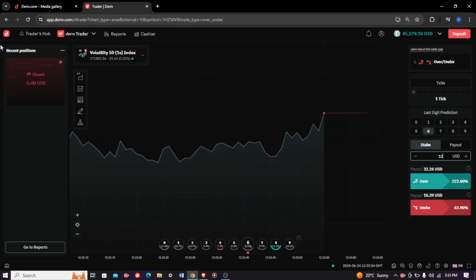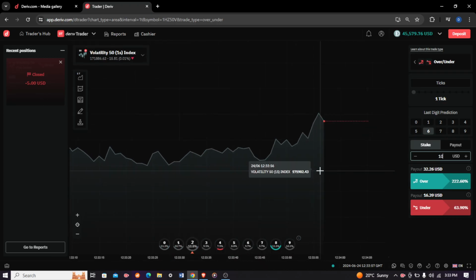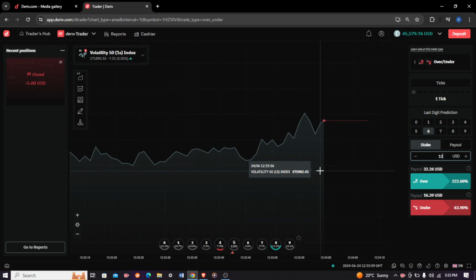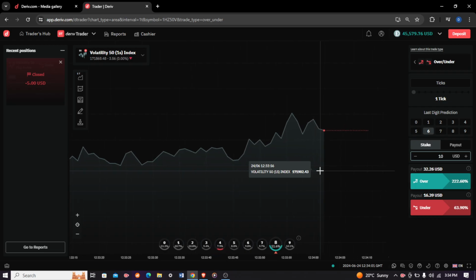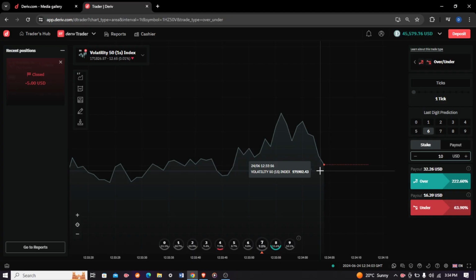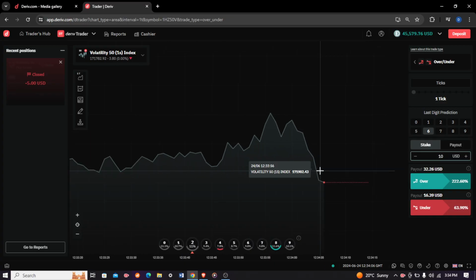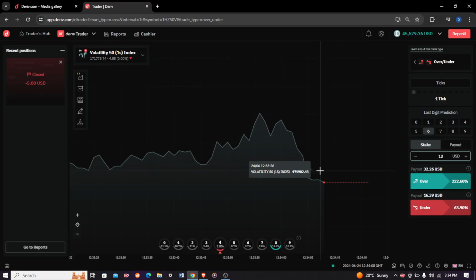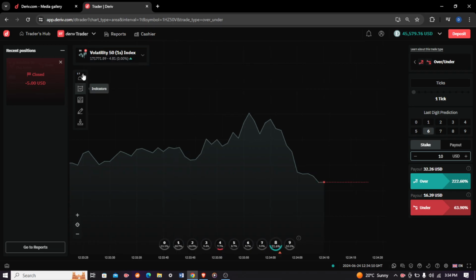Okay, as you can see, the green bar has shifted to 8, as I said. Whenever you're trading under a certain number, make sure that no number above it is close to the most appearing number. Never forget that. Okay? So let us look for a good one for under 6.